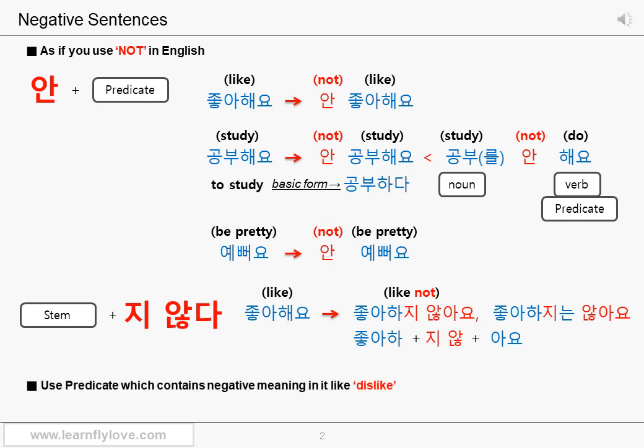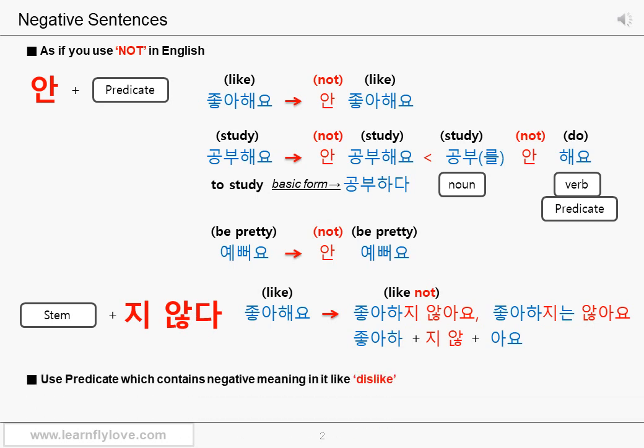And there are, of course, some predicates that already contain negative meaning in it. Just like the English verb dislike. Of course, this part makes this verb negative, but anyway. We have something similar in Korean too. Let's talk about those before we go to lesson 5 as well. Things like cannot and should not are totally different. We will talk about them when we learn the translation of the English auxiliary verbs in lesson 7.